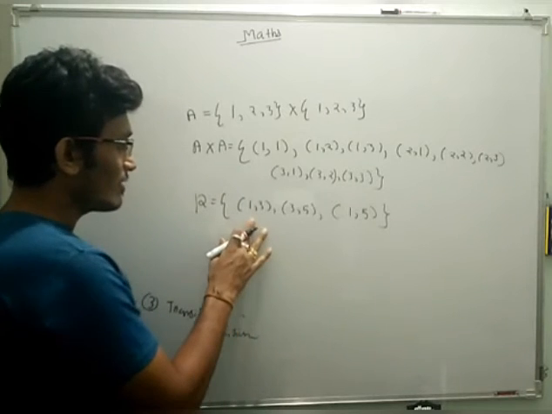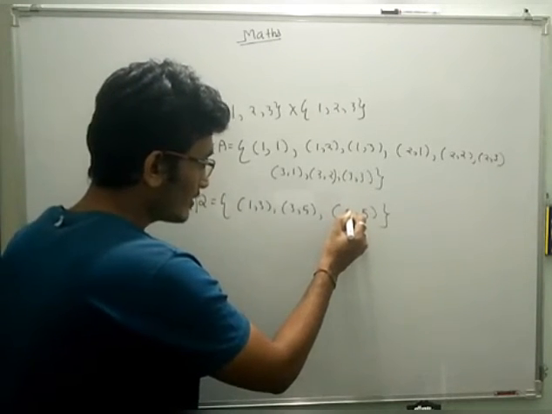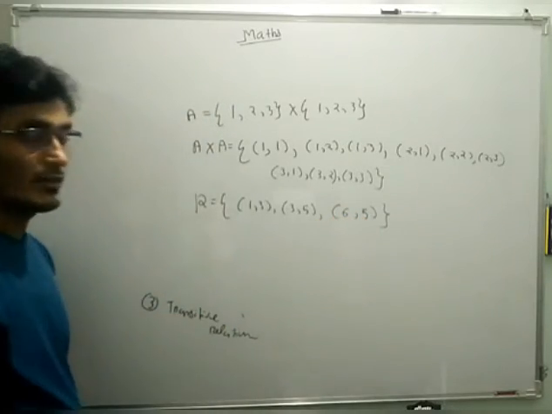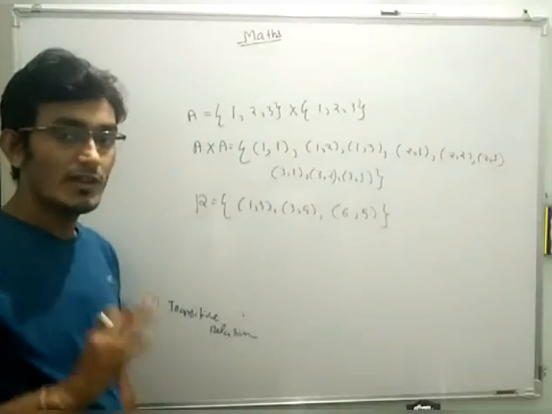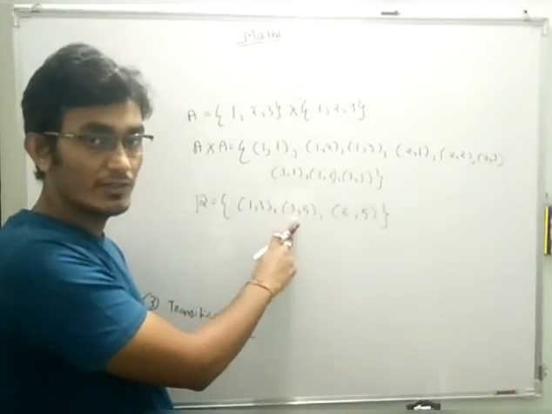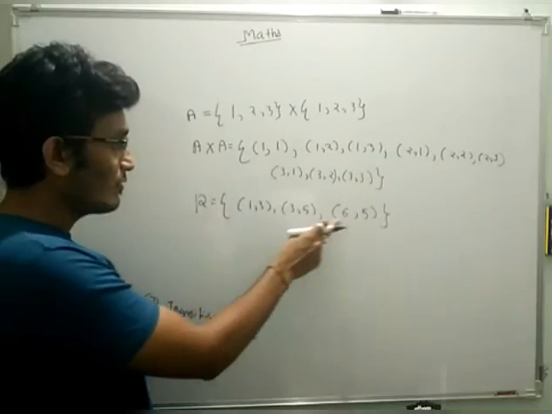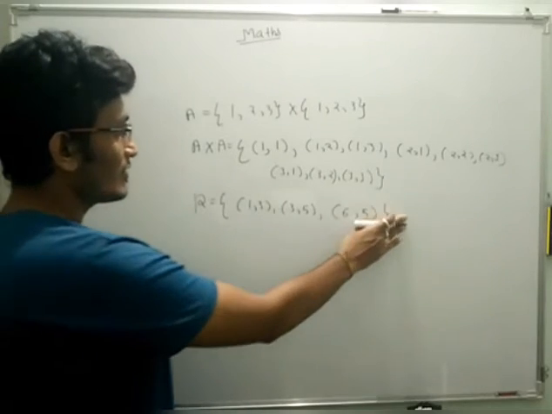For example, (1, 3), (3, 5), and instead of (1, 5), suppose we write (6, 5). In that case we cannot consider it a transitive relation. Why? For (1, 3) the related ordered pair (3, 5) is given, but when we combine these we never get (6, 5). So it should not be a transitive relation.